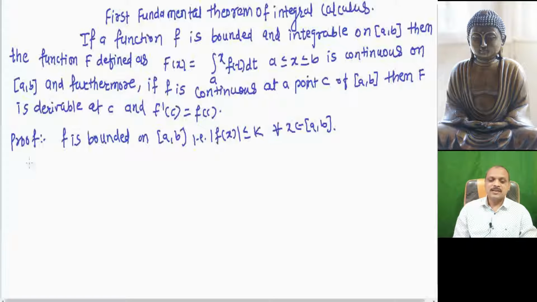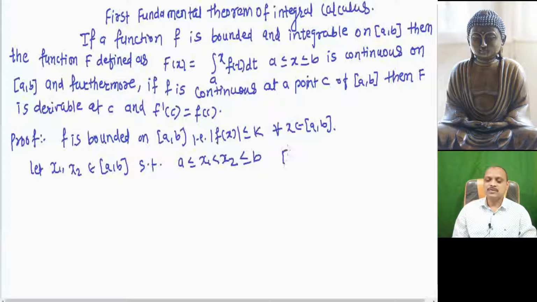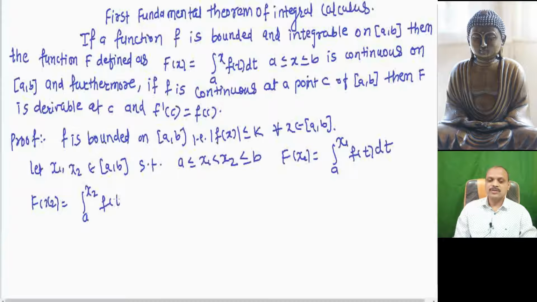Now what is given? Let us consider two points x1 and x2 belonging to the closed interval [a, b], such that a is less than or equal to x1, x1 is less than x2, which is less than or equal to b. We choose these two points. Let us calculate F of x1. F of x1 is equal to integration a to x1 f of t dt, and capital F of x2 equals integration a to x2 f of t dt.